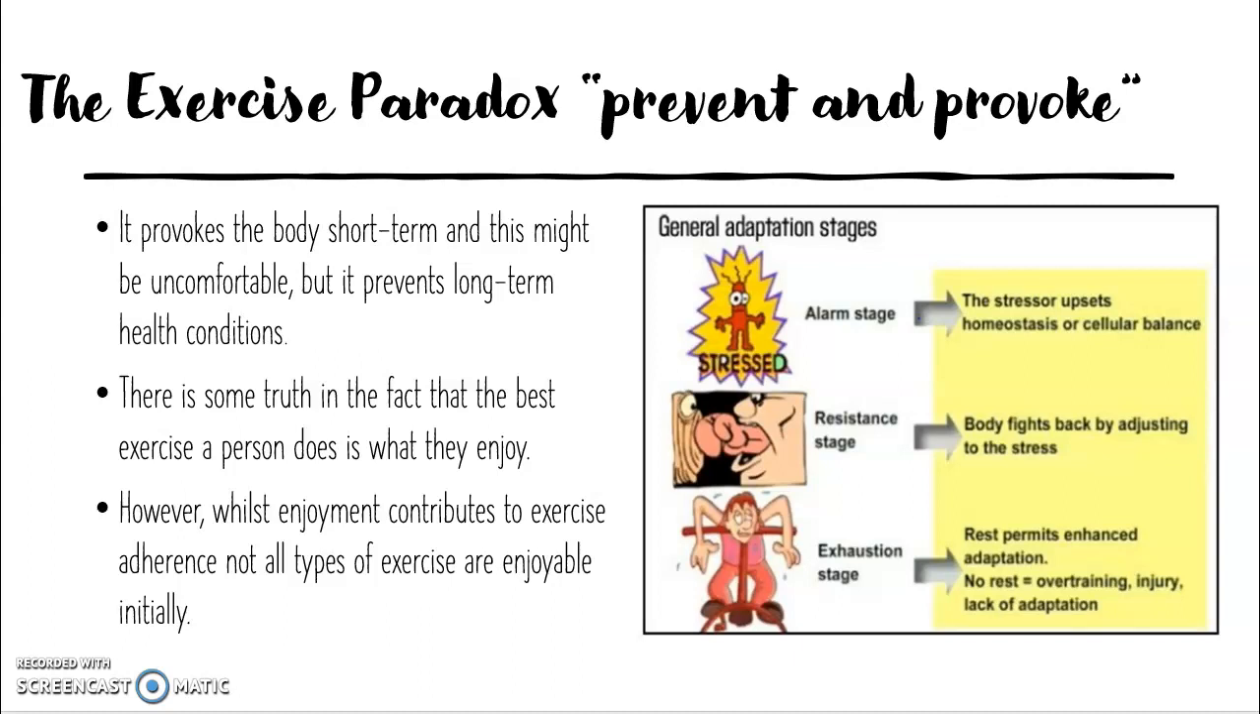We talk about the general adaptation stages. The first stage is kind of alarm, the person's all stressed out. Then there's a stage where they resist a little bit. And then the next stage is one of exhaustion. So you've got to meet that person exactly where they are on the general adaptation stages.